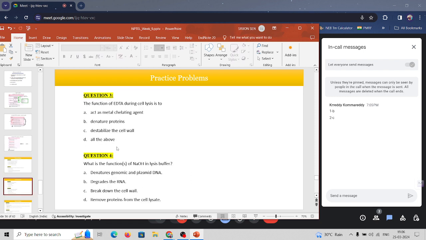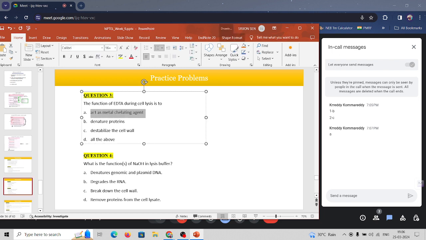Going to question number 3, the function of EDTA in cell lysis is to act as a chelating agent, denature proteins, destabilize the cell wall, or all of the above. Okay, you say act as a metal chelating agent. That is absolutely correct. Also, another option is correct, that is destabilizing the cell wall.